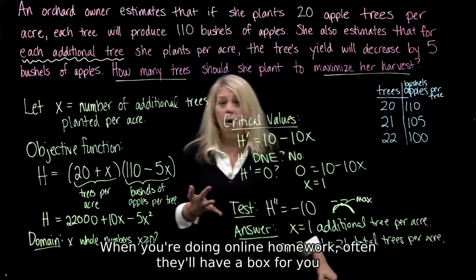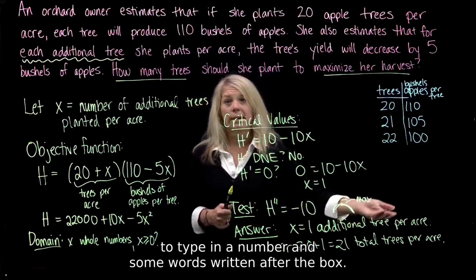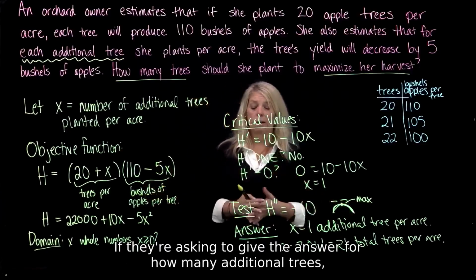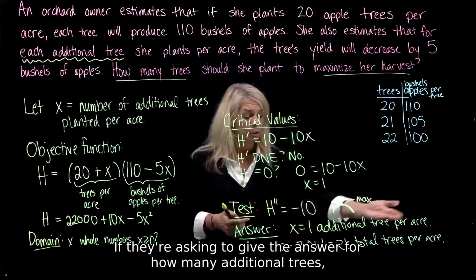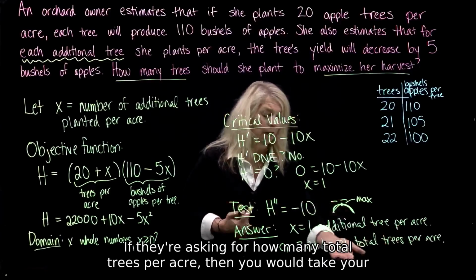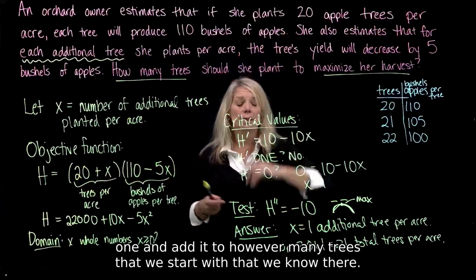When you're doing online homework, often they'll have a box for you to type in a number and some words written after the box. So just pay attention to what the words say. If they're asking to give the answer for how many additional trees, then you would put 1. If they're asking for how many total trees per acre, then you would take your 1 and add it to however many trees that we start with that we know there.